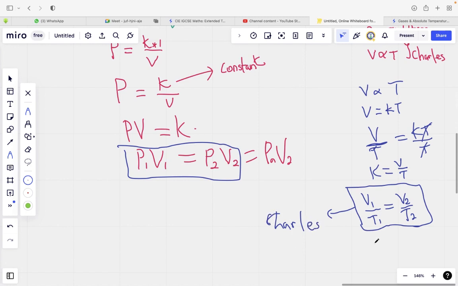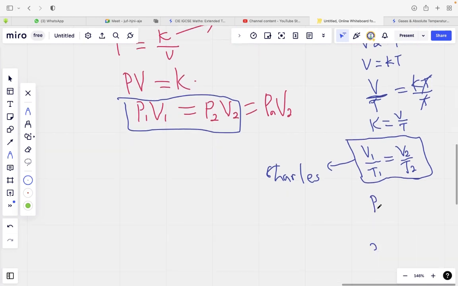Then for pressure, it's just to change this V to P. Same T, but we change the V to P. P1 over T1 is equal to P2 over T2.